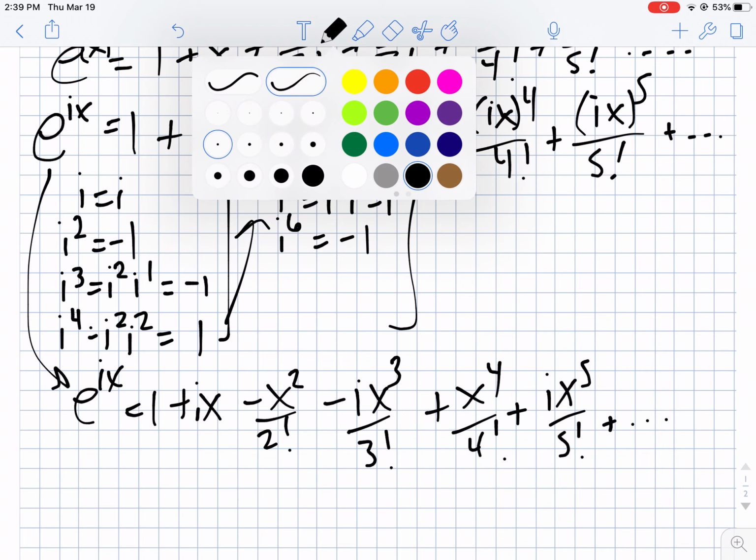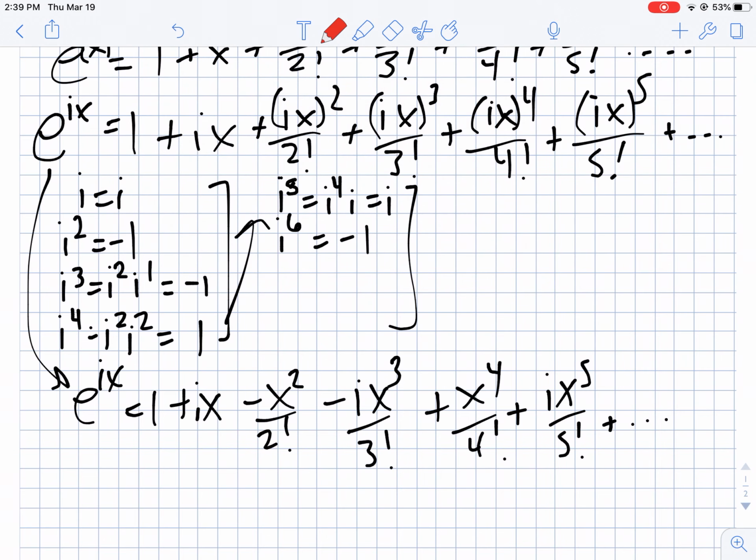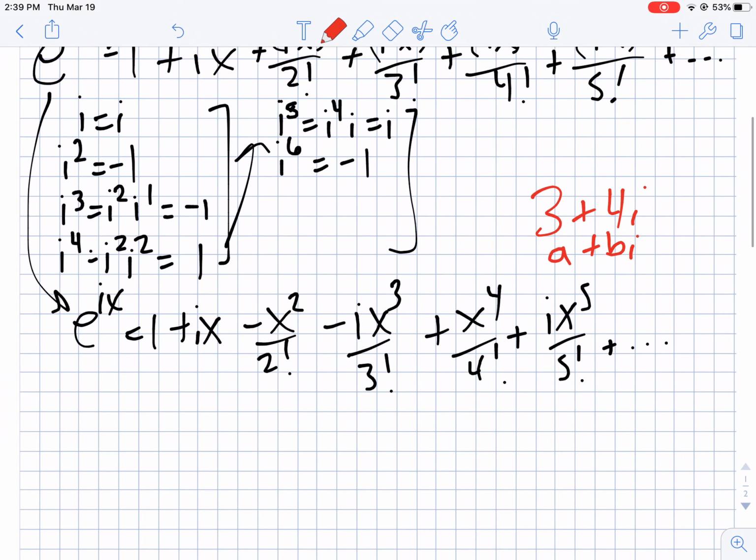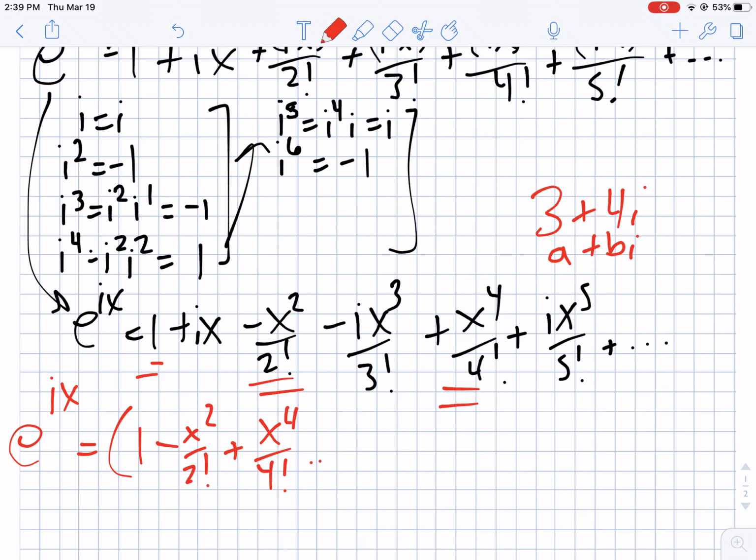Okay, now when we wrote out imaginary numbers in Algebra 2 trig, we usually wrote them like a plus bi. We separated the real part and the imaginary part. So I'm going to do that here too. So let's separate out these real parts. So I'm going to get e to the ix equals 1 minus x squared over 2 factorial plus x to the 4th over 4 factorial, and so on.